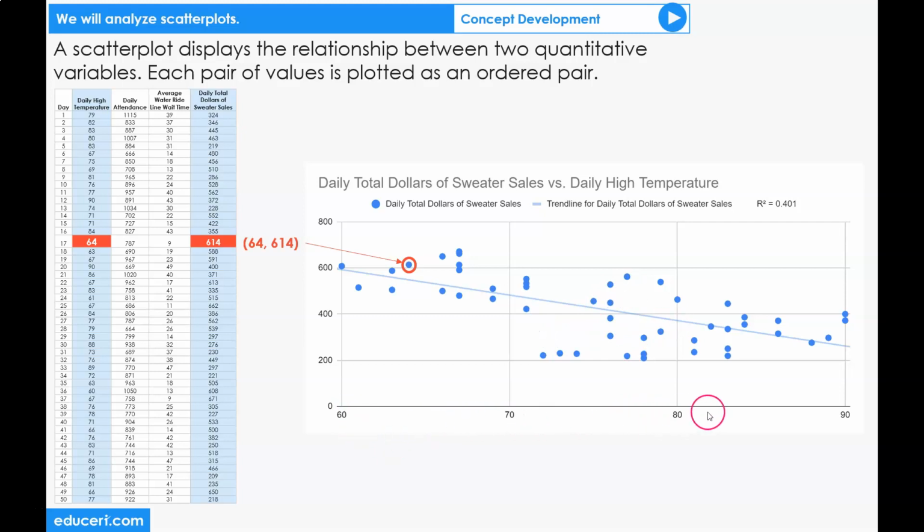The horizontal axis is representing the daily high temperature, and the vertical axis is representing the daily total dollars of sweater sales. Since we have 50 rows of data, we have 50 dots in our scatterplot. And all of these dots are the ordered pairs of the two values, daily sweater sales and daily high temperature, from the data set. For example, on day 17, the daily high temperature was 64 degrees and the total dollars of sweater sales was 614. This ordered pair is 64 and 614. This dot right here represents day 17.